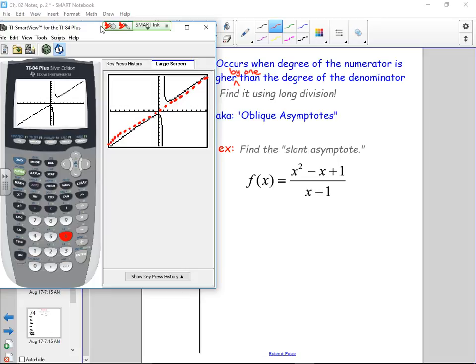Okay, but hold on, wait a minute. Isn't it still a line? Well, if it's still a line, shouldn't it still look like a line? But how can we get a line? It's a quadratic up top, it's a single down bottom. If we divide, we'll take out that one, and we'll get whatever's left.